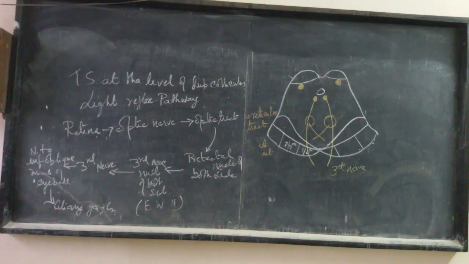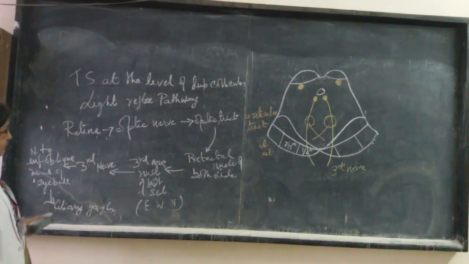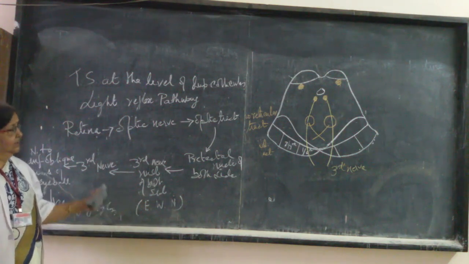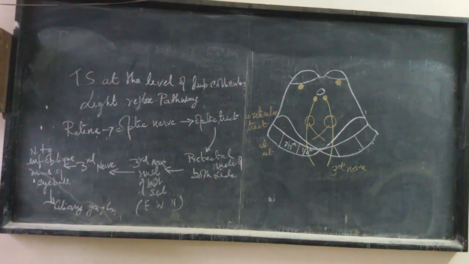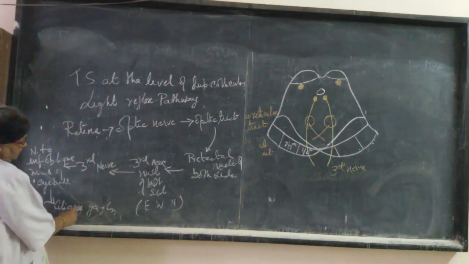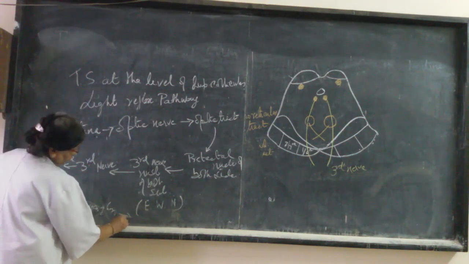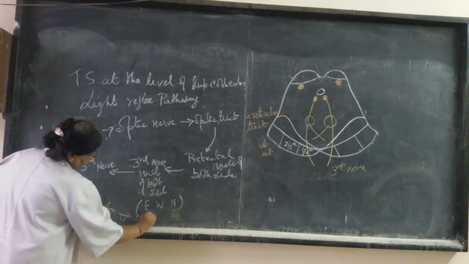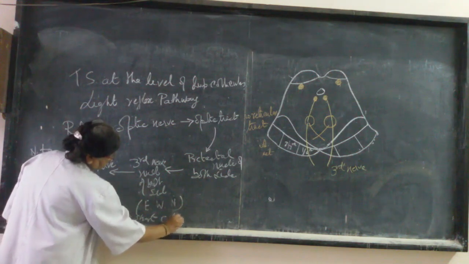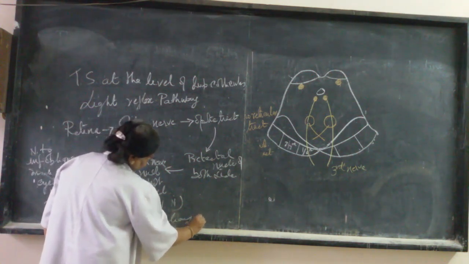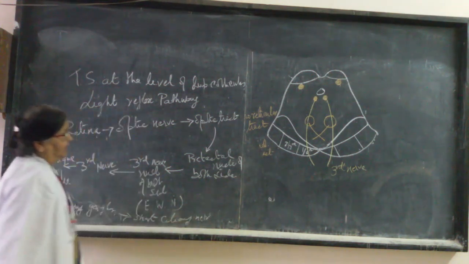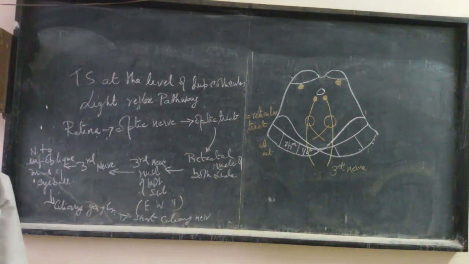From the ciliary ganglion, short ciliary nerves come out, which supply the sphincter pupillae muscle of the eyeball, resulting in constriction of the pupil.